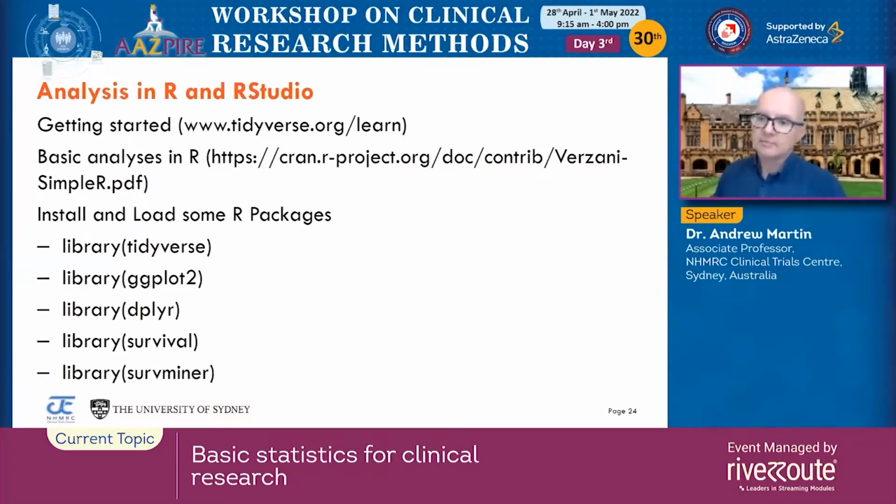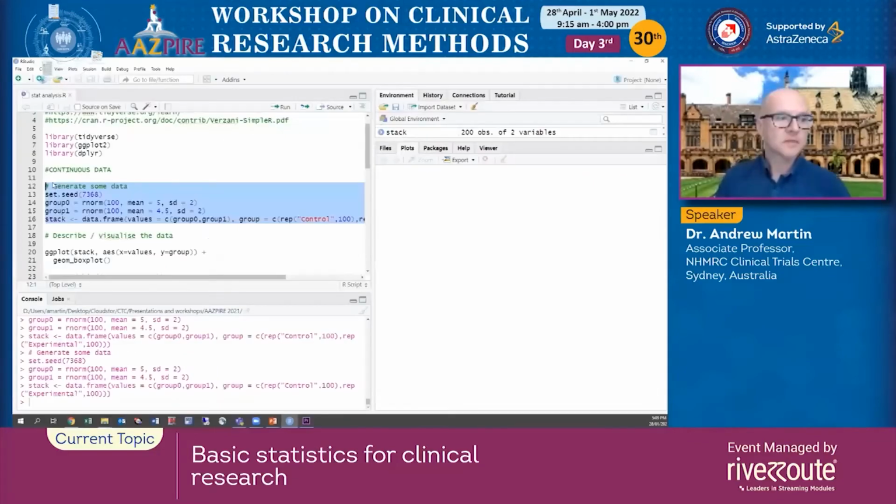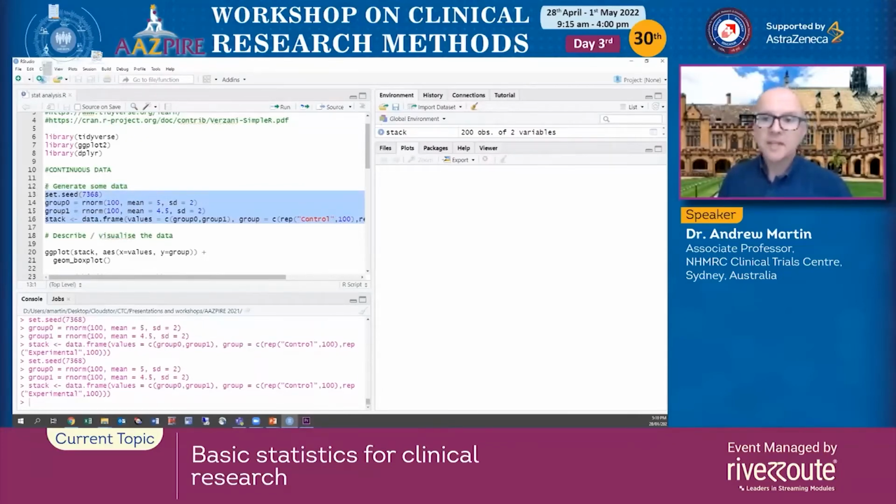Having got R started up on our machine and properly installed, before launching into a given analysis, we need to have the relevant R packages loaded, and these are the packages that I'll be using in the demo. All right, let's begin with the analysis of the continuous endpoint. Let's think of them as pain scores. And I'm generating these data because I don't have a data set handy.